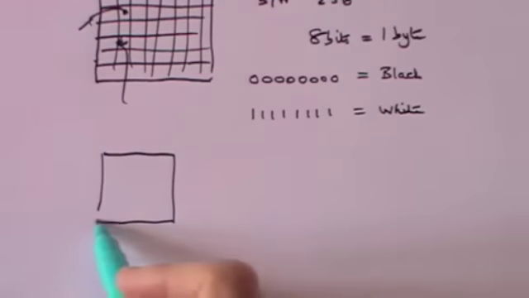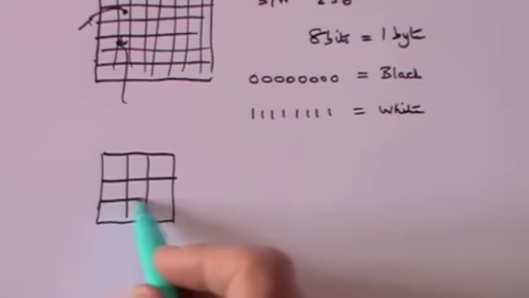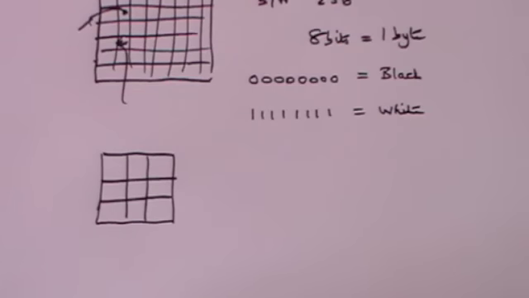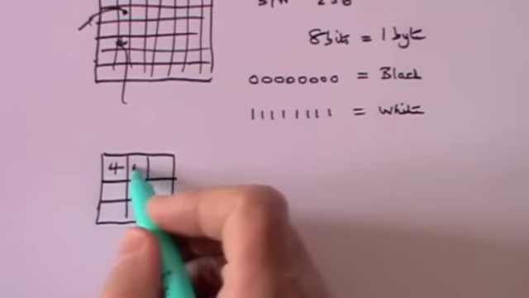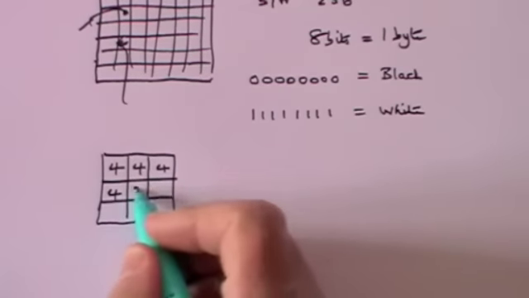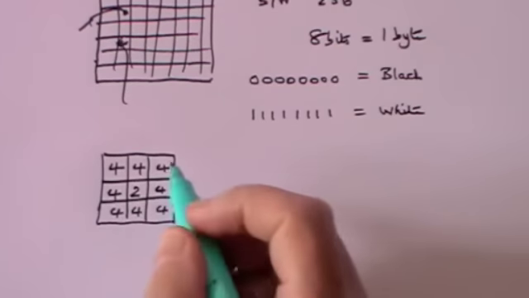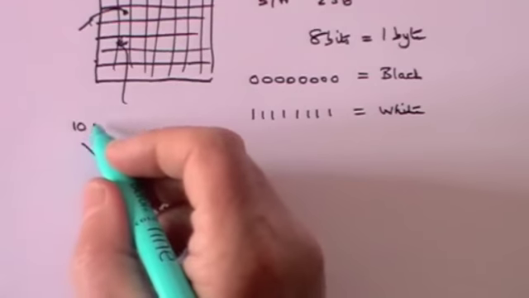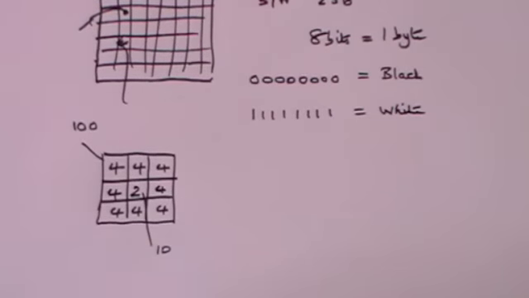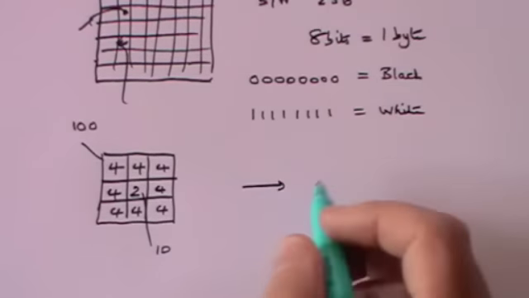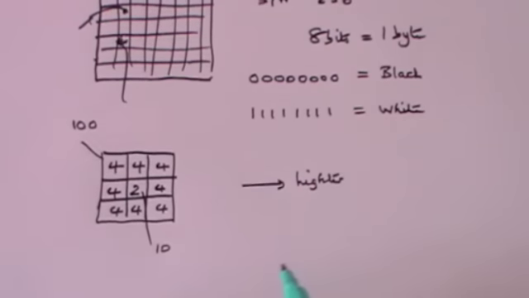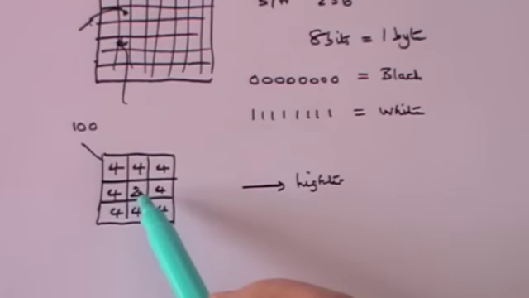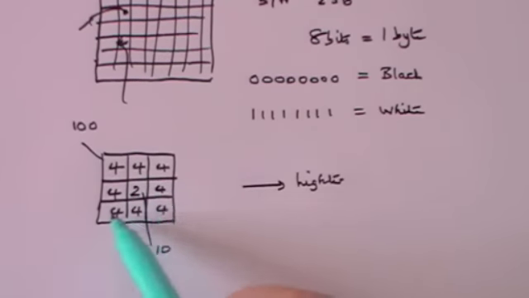I'm going to take just 9 pixels, a 3x3 for illustrative purposes, and I'm going to use decimal numbers just so we don't confuse ourselves. So I'm going to have a picture which is made up of numbers like this. 4, of course, would in fact in binary be 100. 2 in binary would be 10. But I've used decimal to keep it simple. And the idea is that as the number increases, the picture gets lighter. So obviously 4 is lighter than 2. So this picture would be a light grey around the outside and a dark grey in the middle.